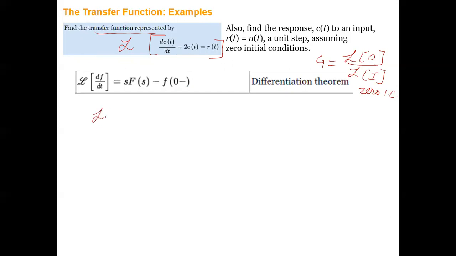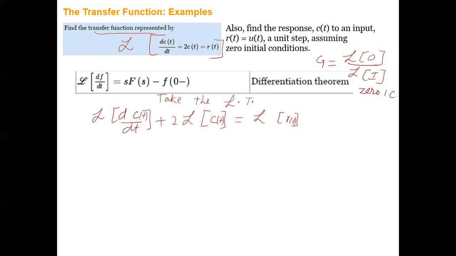Here, Laplace transform of the derivative of c plus 2 times the Laplace transform of c equals the Laplace transform of r. If you want, you can write t inside, which shows that c is a function of t. You can do that too. So what did we do? We take the Laplace transform on both sides. This is our step one.